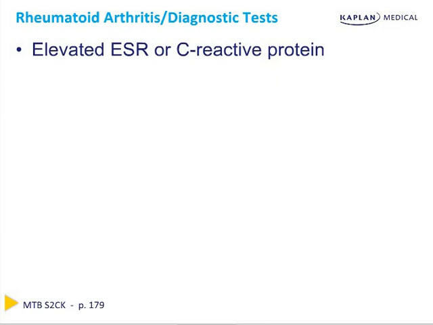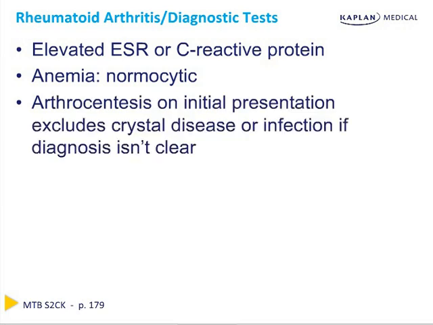Other diagnostic tests for rheumatoid arthritis include an elevated ESR or CRP. You're going to get an anemia that's normocytic. This is specifically anemia of chronic disease because rheumatoid arthritis is quite chronic. Arthrocentesis on initial presentation isn't a bad idea to exclude the crystal diseases we've spoken about so far, including gout and calcium pyrophosphate deposition disease. It can also help to exclude infection. But remember, the arthrocentesis isn't going to diagnose rheumatoid arthritis specifically. It's just going to help remove diagnoses from your list of differentials.